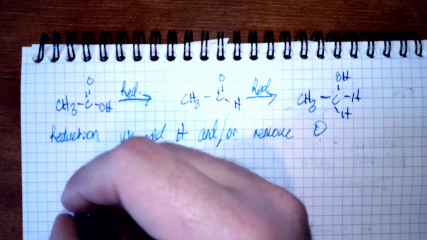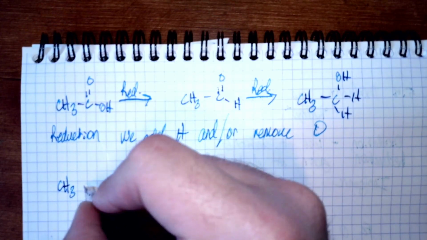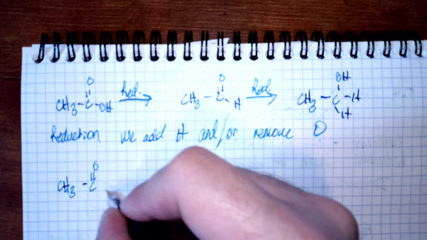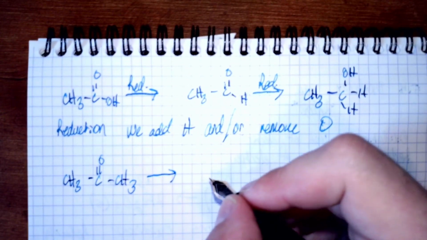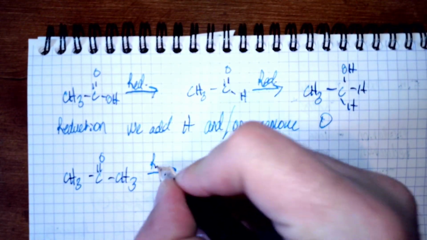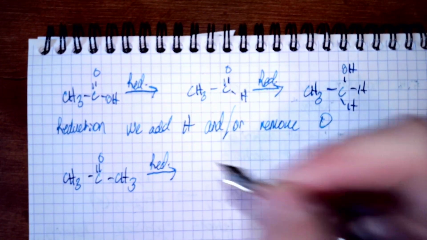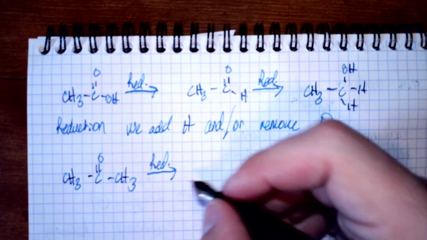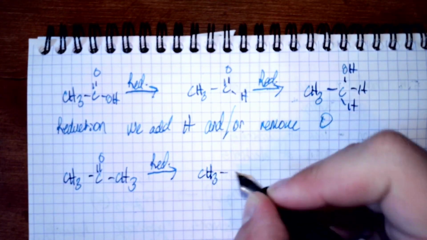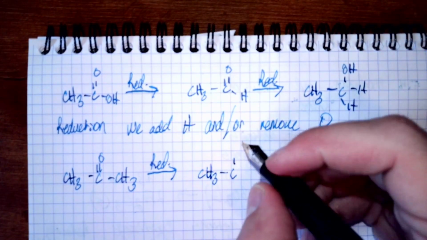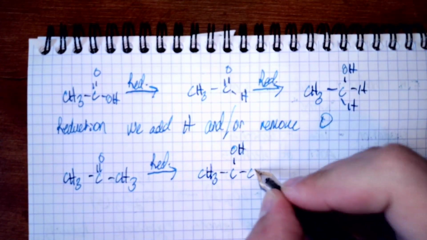Okay. Now, if I take something like a ketone, and I reduce it again with something like, we don't really care what we're using here, but sodium borohydride, anything along those lines, I'm going to get an alcohol.